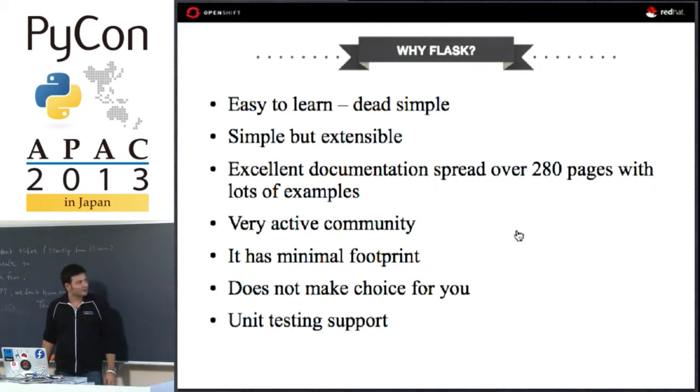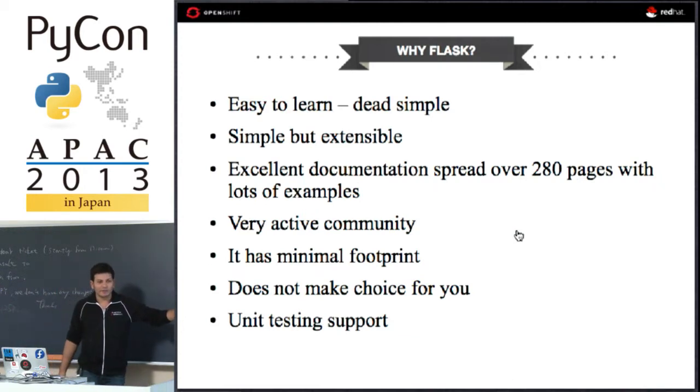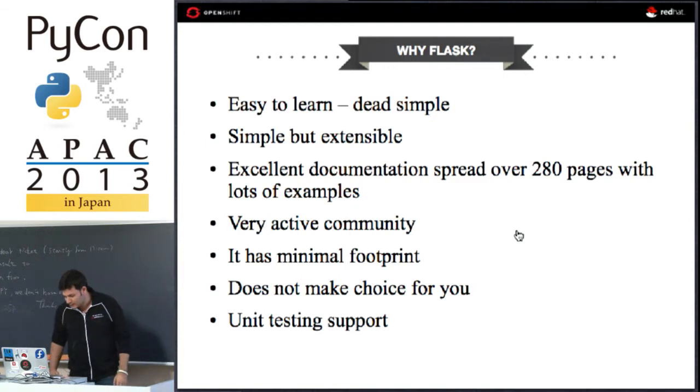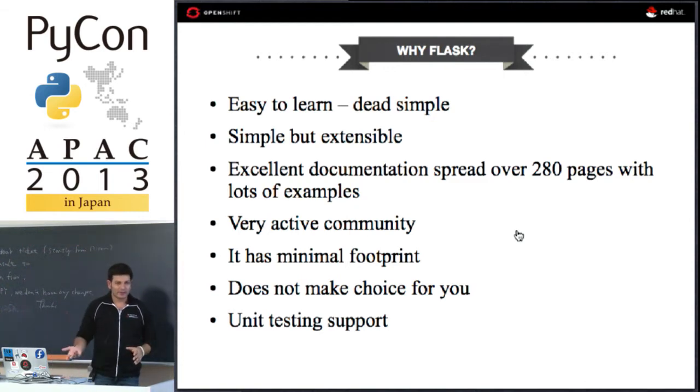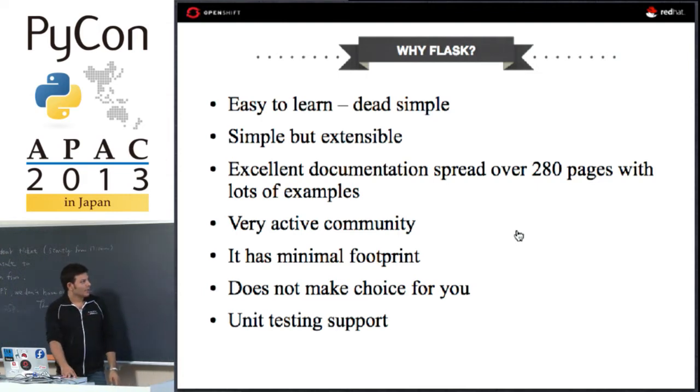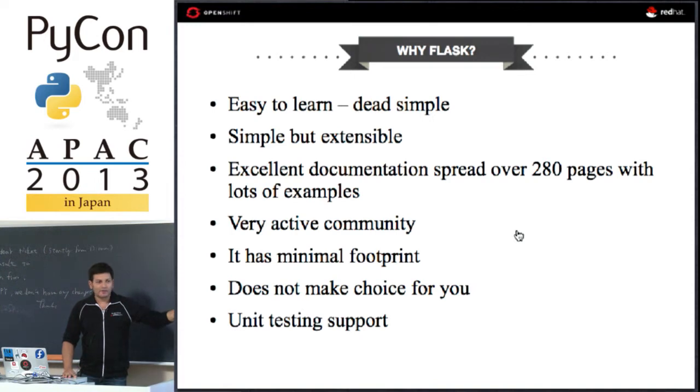So why should one start with Flask? Because it's very easy to get started with and very easy to learn. You can start with a minimalistic thing, and then you can start learning more advanced features of Flask. The code is just 800 lines of code. You can just read it out if you want to, and you can extend it using extensions. It has excellent documentation spread over 280 pages, so you can learn a lot from the documentation. You don't need a book. It's a PDF or HTML, you can just grab it.